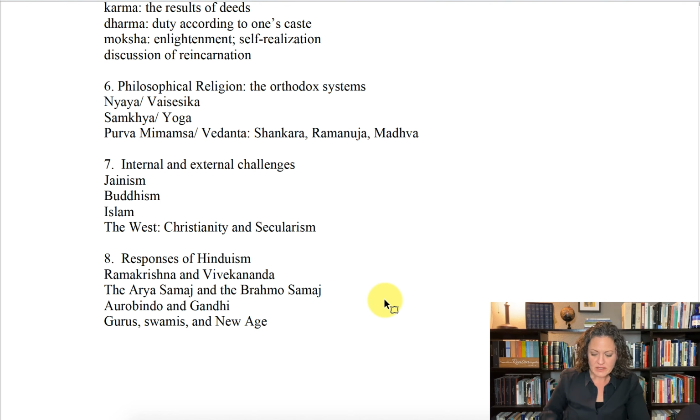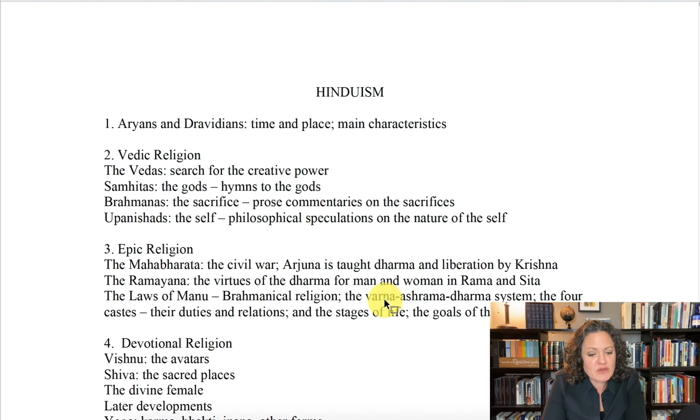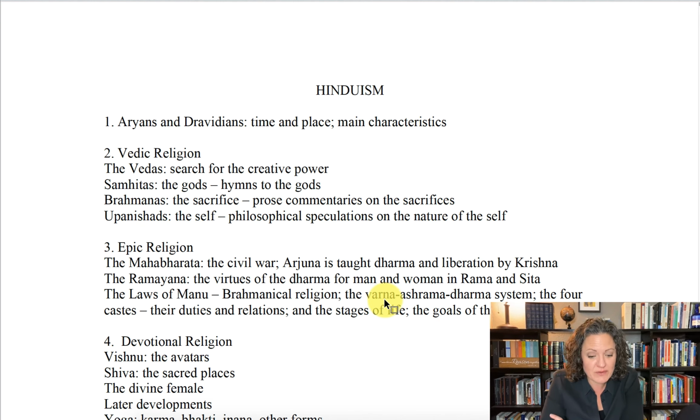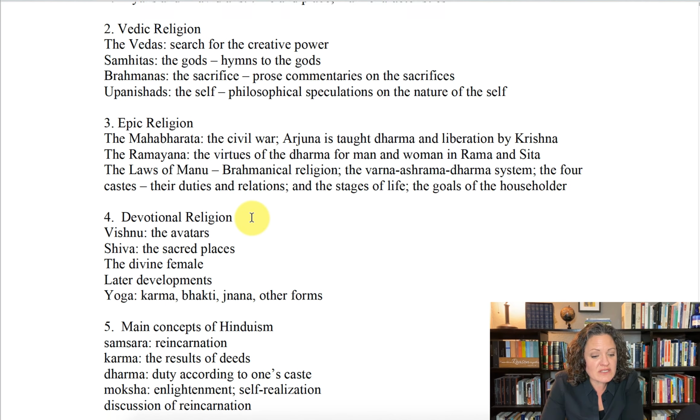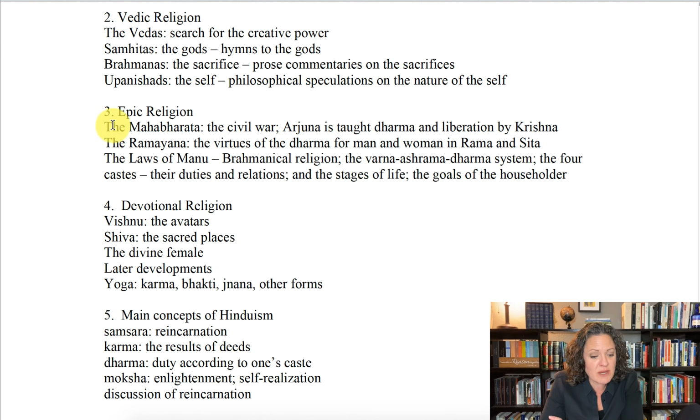Okay, I'm going to pause here and summarize where we've been. We've gone a long ways. I spent a lot of time talking about Hinduism because it's old and it's deep, and I kind of like it. I like thinking about these things. So we started with the Indus Valley people and the Aryans and the conflict there and the influences to Hinduism from those people groups. We talked about Vedic religion and the Vedas and what's in those teachings. We talked about epic religion and the epic stories of the Mahabharata and the Ramayana and the laws of Manu.